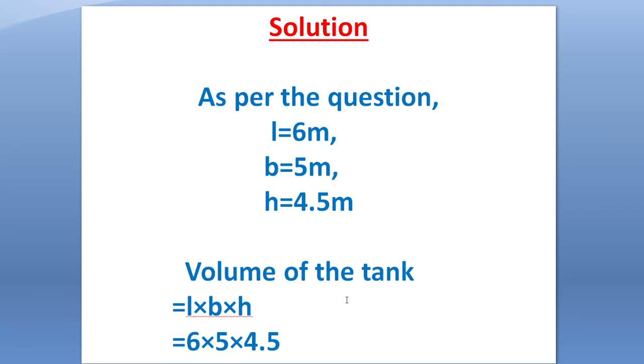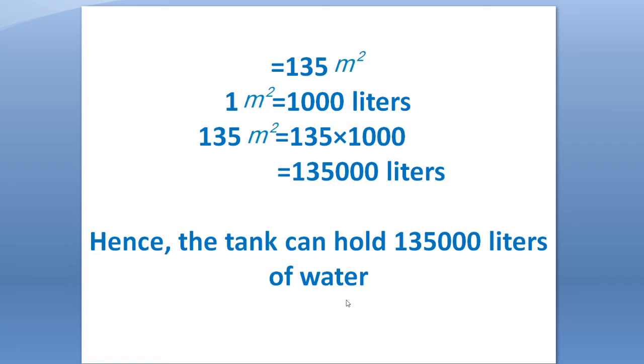Okay, now see here. As per the question, L is equal to 6 meter, B is equal to 5 meter, and deep or height is equal to 4.5 meter. So volume of the tank is L into B into H. So 6 into 5 into 4.5, so is equal to 135 meter cube.